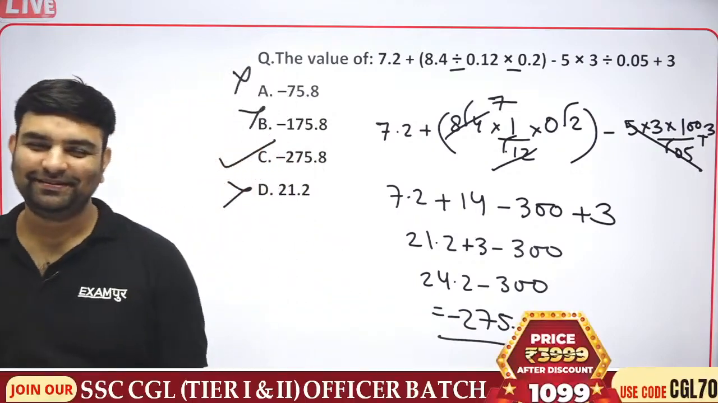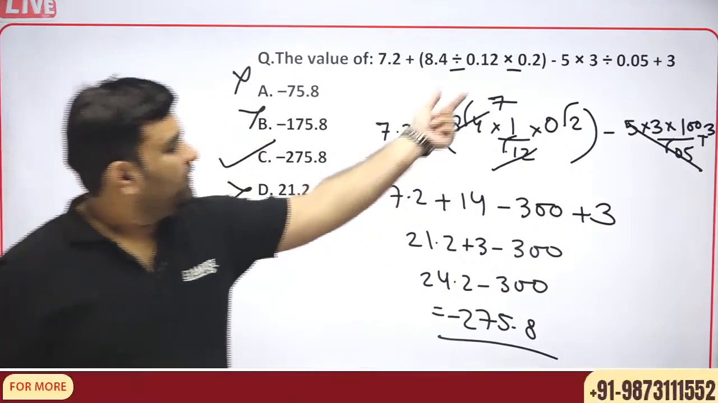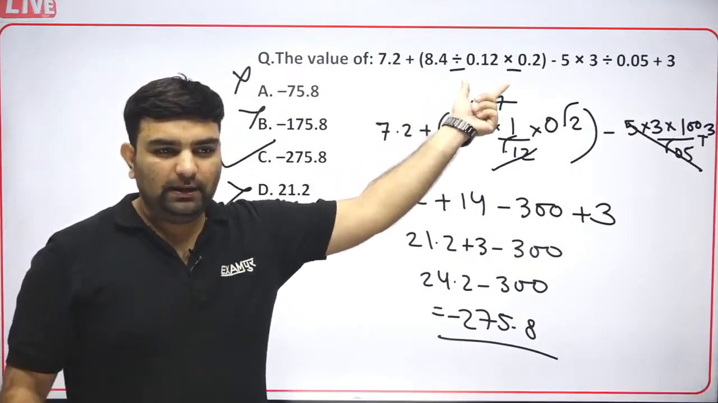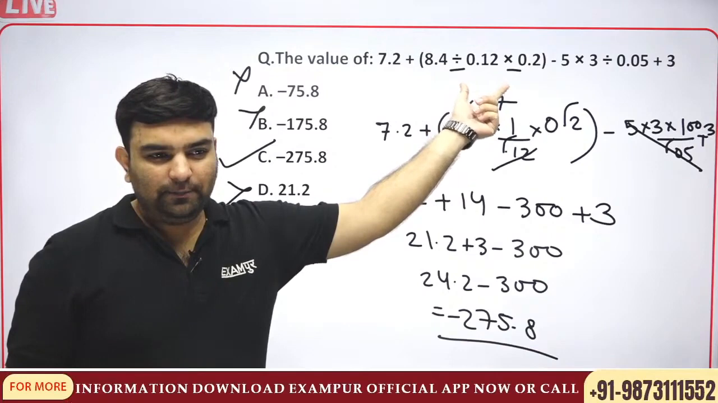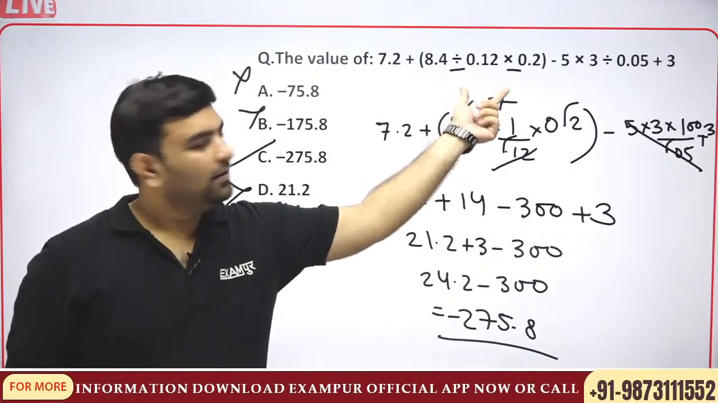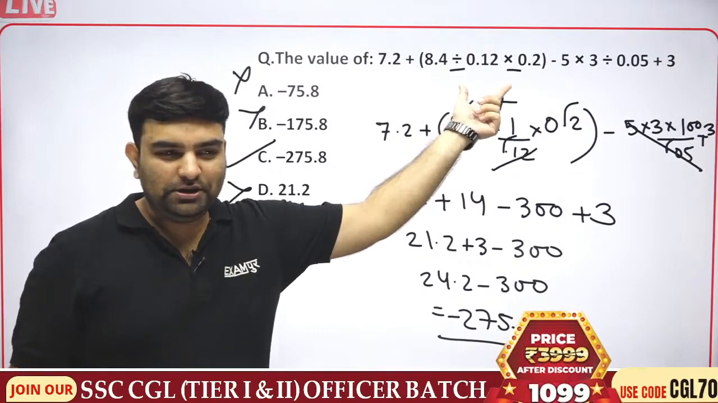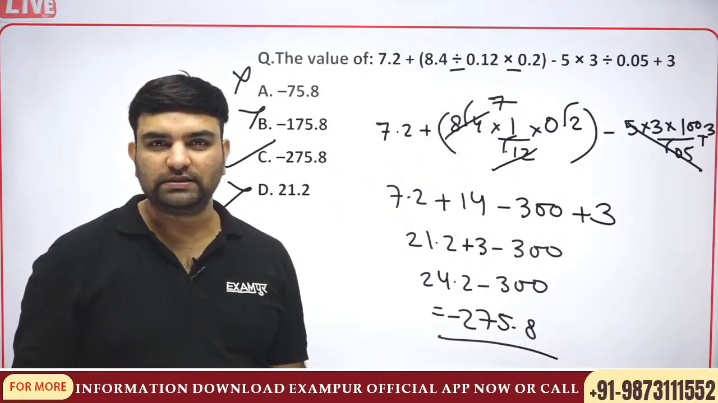Got it? Should I repeat it? Whenever the multiplication and divide are adjacent to each other, just convert both of them into inverse.